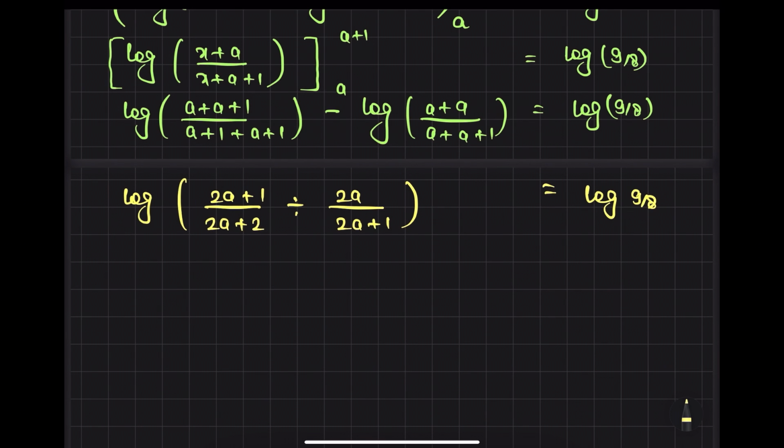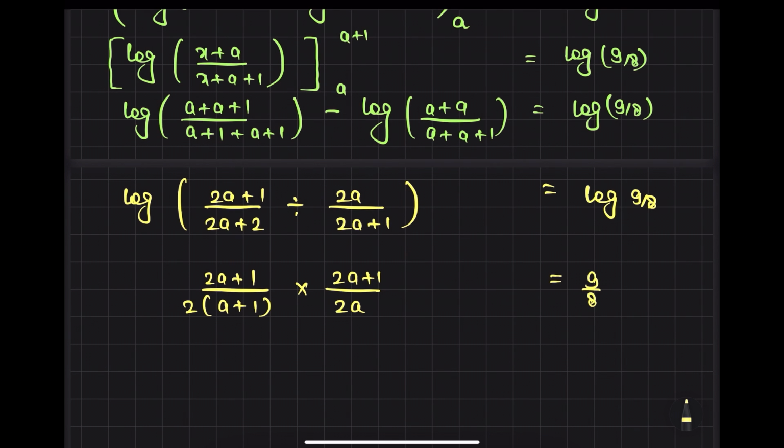Can I remove this log and log from both sides? Because it is an equality, so the argument must be the same. So it is 2a plus 1. We will take 2 common, and we will be left with a plus 1 multiplied by 2a plus 1. Let's see whether we are getting any common thing or not. And then 2a equals 9 by 8. We are not getting anything.